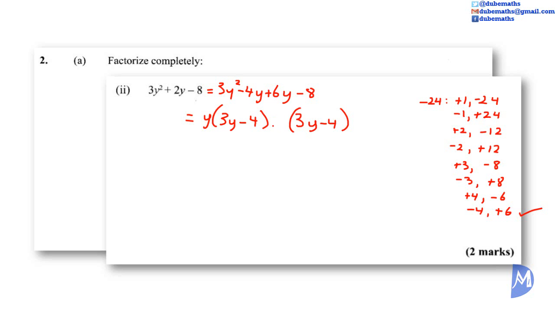3y multiplied by positive 2 gives positive 6y, and we confirm that positive 2 multiplied by negative 4 is negative 8. It is. Now we're going to factorize by HCF. The common factor to both terms is 3y minus 4. We multiply 3y minus 4 by y to get the first term, and we multiply it by positive 2 to get the second term. And that's the solution to part 2.